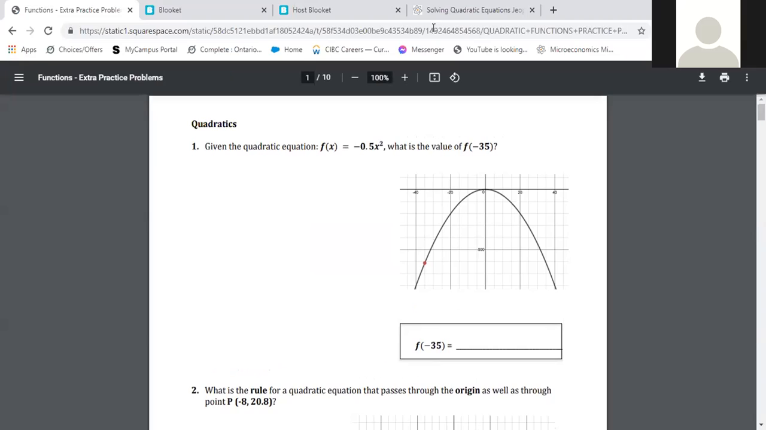So here, given the quadratic equation, negative 0.5 x squared, what is the value of f at negative 35? So how would you do that? Are you trying to find the vertex?